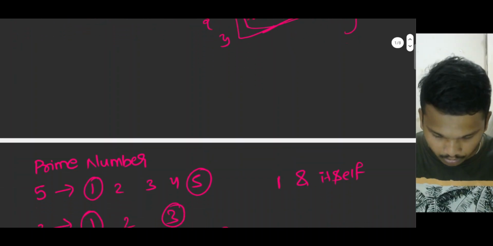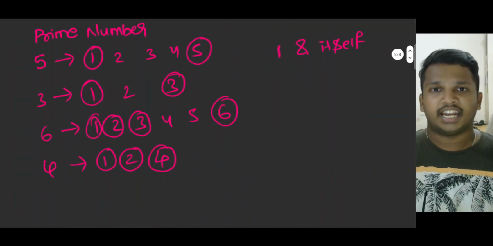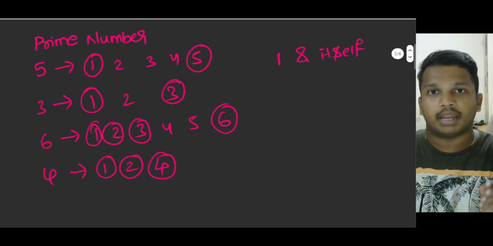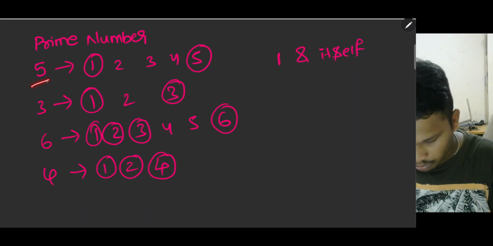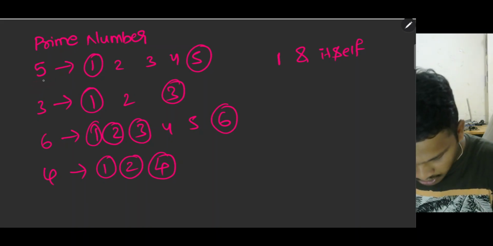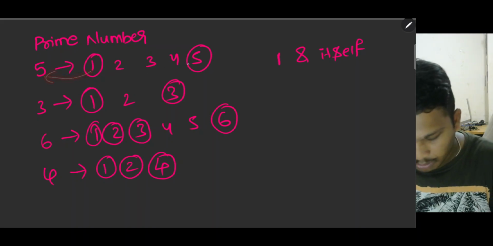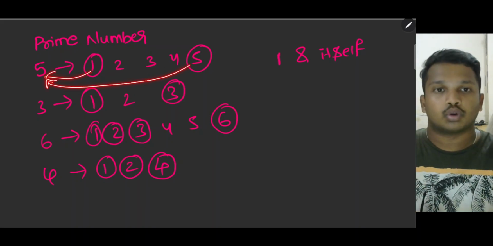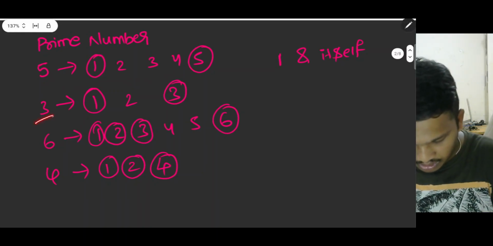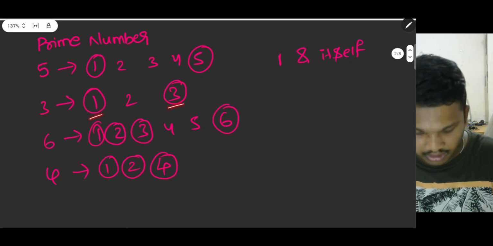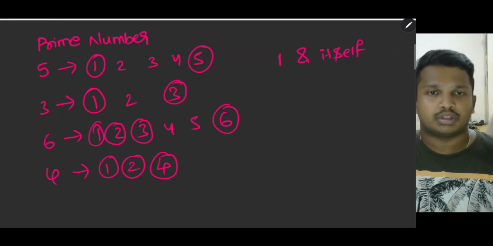Now, what is a prime number? A number which is divisible by 1 and itself. Means, for example, think 5. See 5. 5 is divisible by 1 and 5 is divisible by 5. Only 1 and 5. So it is not divisible by the remaining numbers. So 5 is a prime number. Similarly, 3. See 3. Only it is divisible by 1 and 3. So 3 is a prime number.